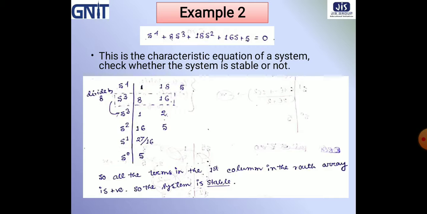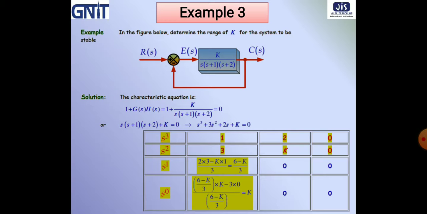If we want to investigate the stability, just check the first column. All the elements of the first column are of the same sign, that is positive. So we can say the system is stable as there are no sign changes. And here is example number 3.